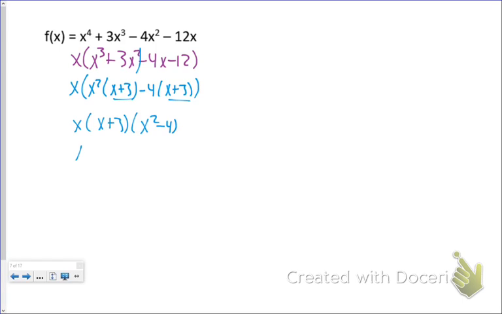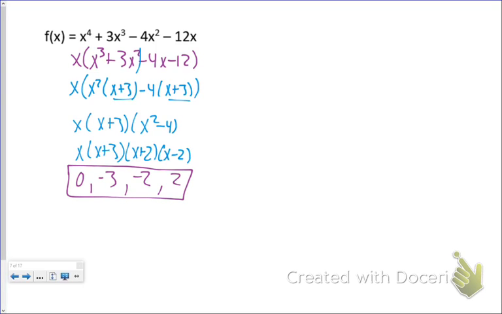Then again, difference of squares. You guys are going to see these just keep coming back up. x plus 2, x minus 2. And then finally, to find my zeros, set each one equal to 0. So 0, -3, -2, and 2.